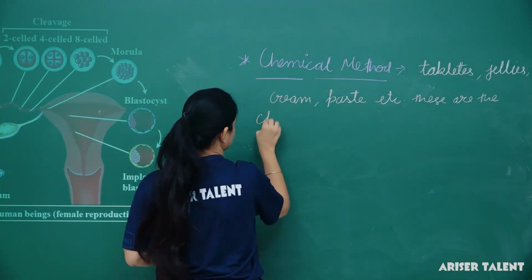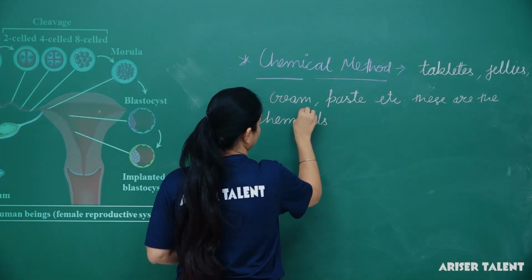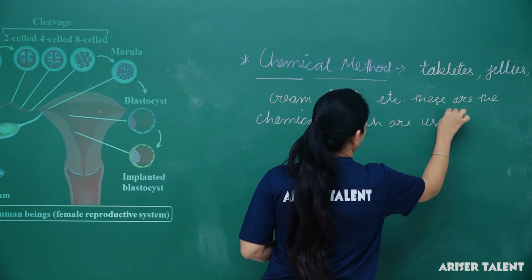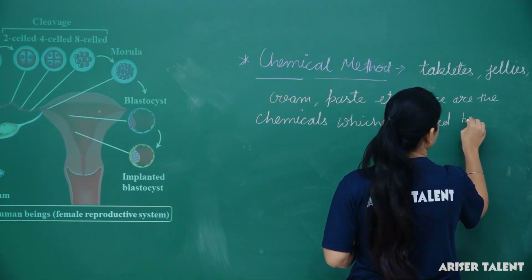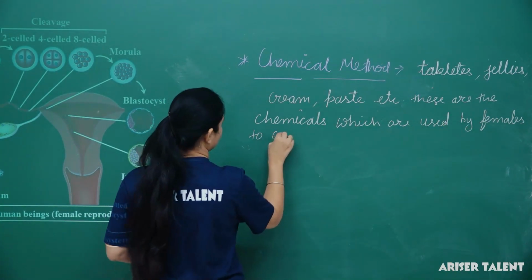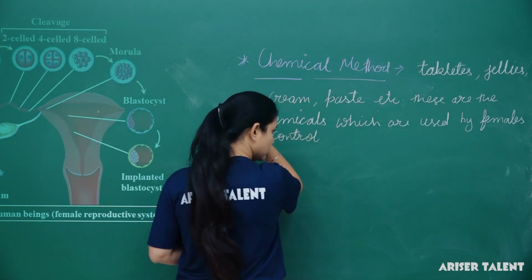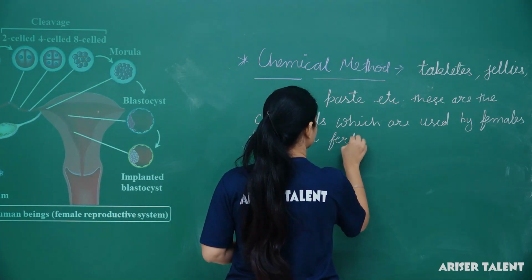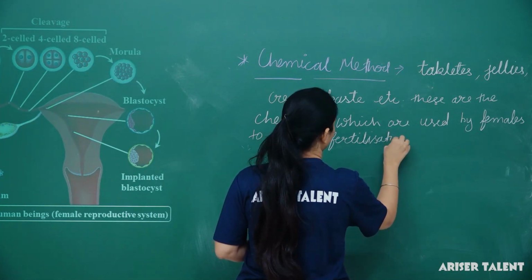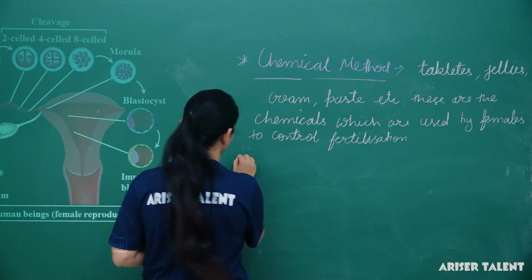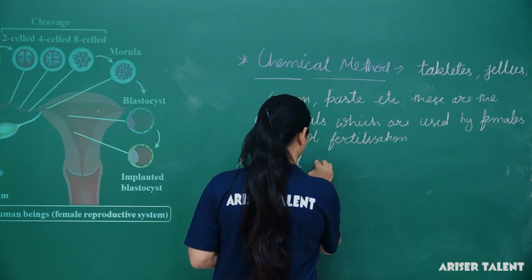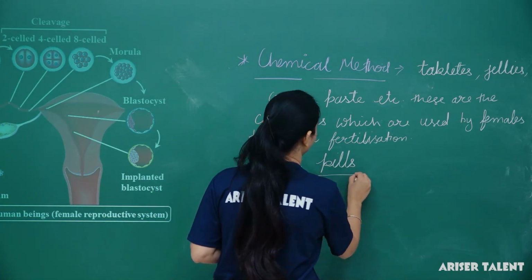These are the chemicals which are used by females to control fertilization or to control the entry of sperm. First of all, we can add the method is oral pills. And these chemicals can be taken by oral pills.